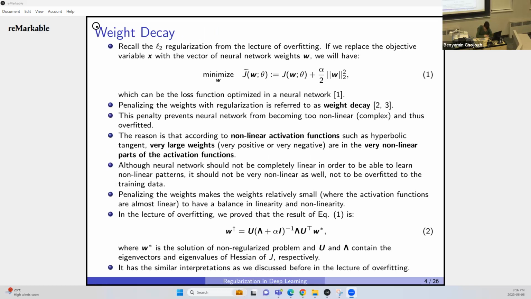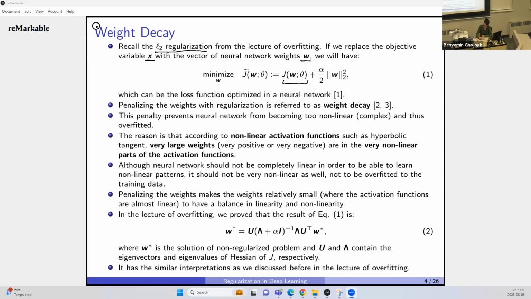Recall the L2 regularization from the lecture on overfitting. This was equation 1. If we replace the optimization variable X with the vector of neural network weights W, we'll have this. In that lecture, the optimization variable was X. Now we have W as the weights. So this is the actual cost or actual loss function without any regularization.